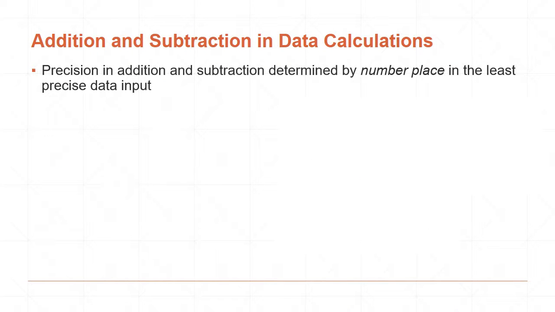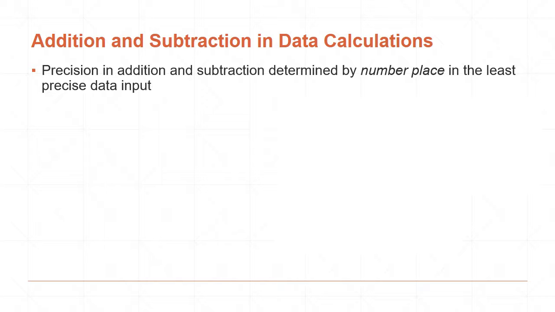Let's look at what happens with data precision when I do addition and subtraction. The outcome and the method is very different than we just talked about with multiplication and division, where the precision of the output is the same as the precision of the least precise input. In other words, they will have the same number of significant figures. Here, rather than tracking the number of significant figures in my input, what I'm looking at is the number place.